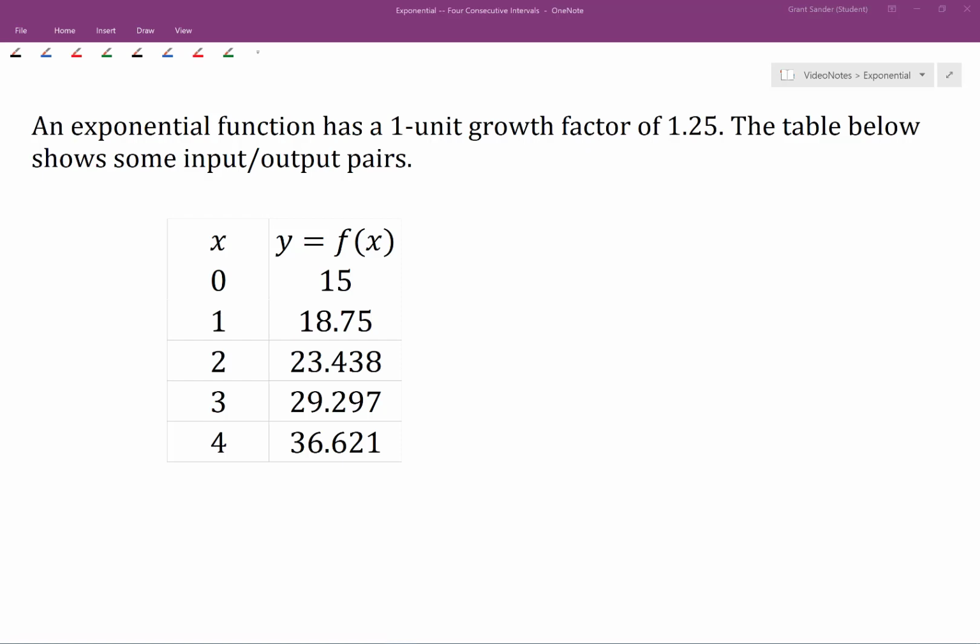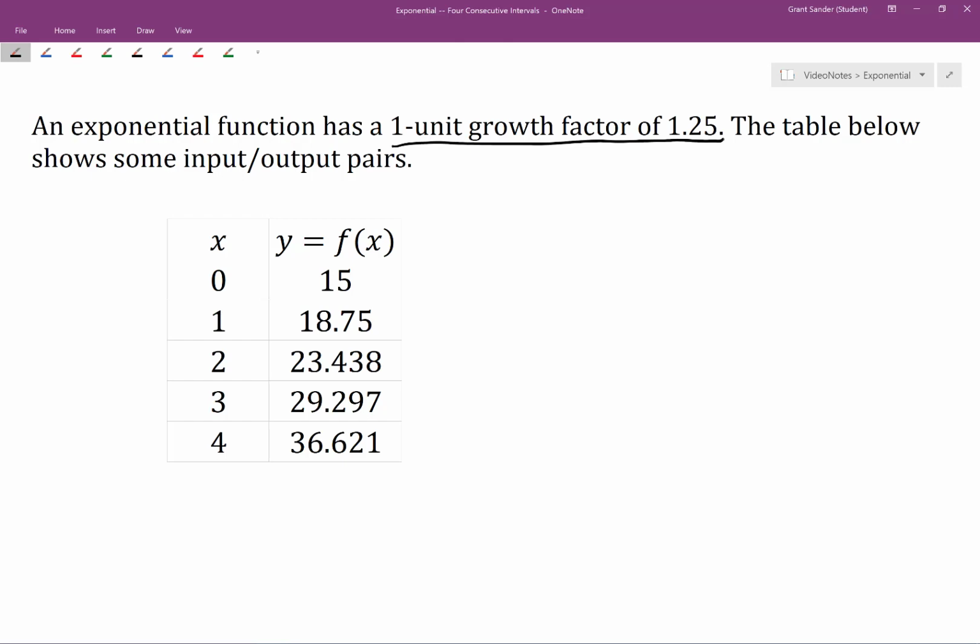In this video, we will see what happens to the output of an exponential function when the input changes by 4 units instead of just 1. So suppose an exponential function has a 1-unit growth factor of 1.25, which means that whenever x changes by 1 unit, y becomes 1.25 times as large.